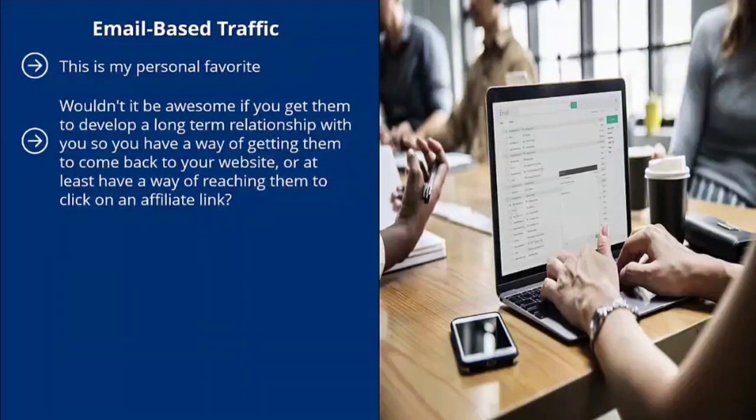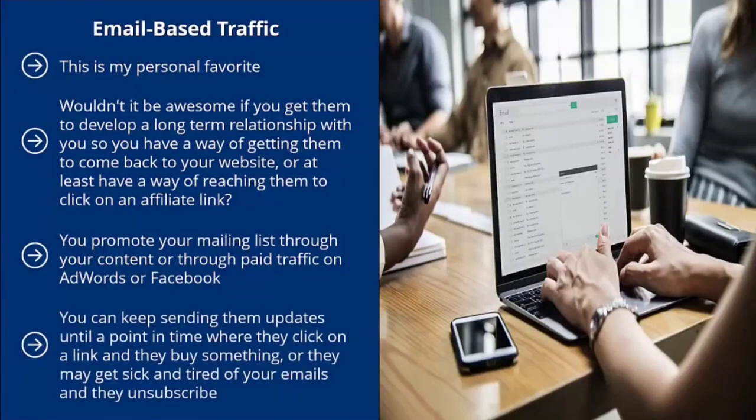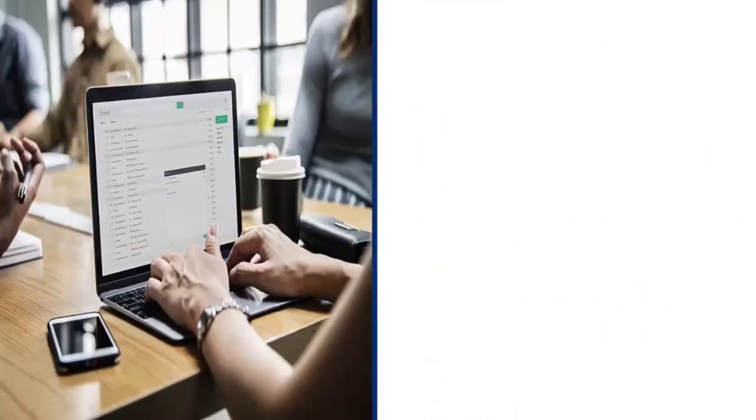Or at least have a way of reaching them to click on an affiliate link? Building an email list enables you to do these. You promote your mailing list through your content or through paid traffic on AdWords or Facebook. When people enter their email address, you develop a relationship with them. You can keep sending them updates until a point in time where they click on a link and they buy something, or they may get sick and tired of your emails and they unsubscribe. Regardless, you have many chances of converting them later on.